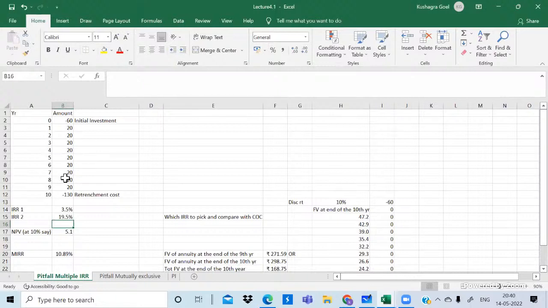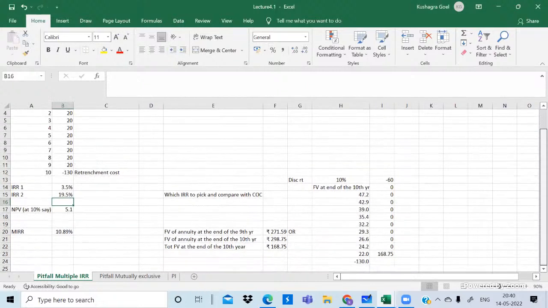If you look at MIRR, you will be able to solve this question using MIRR. You will get only one rate. I've solved the same question using MIRR, and you get only one MIRR, which is 10.89%. So you're saying your return is 10.89, cost is 10%. So if I just look at IRR, it's confusing. Do I accept it? Do I reject it? I have no idea. Should I take 3.5? Should I take 19.5? I have no idea.